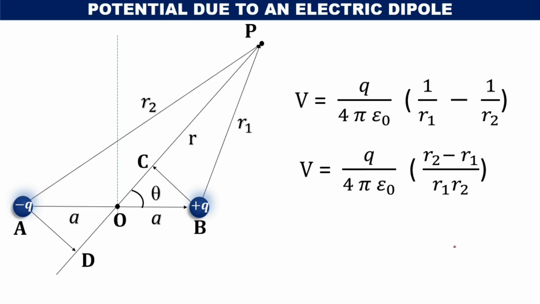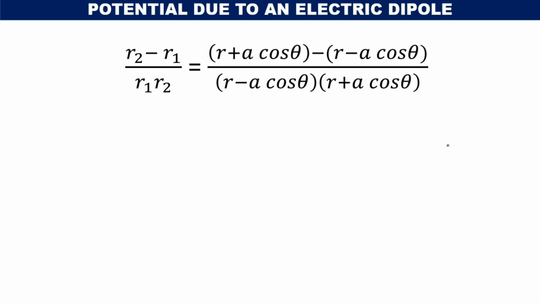1 by r1 minus 1 by r2 will be expressed as r2 minus r1 divided by r1 r2. Let us find out the value of this quantity. Substituting the value of r2 is equal to r plus a cos theta and r1 is equal to r minus a cos theta, we are going to obtain r plus a cos theta minus r minus a cos theta divided by r minus a cos theta into r plus a cos theta.